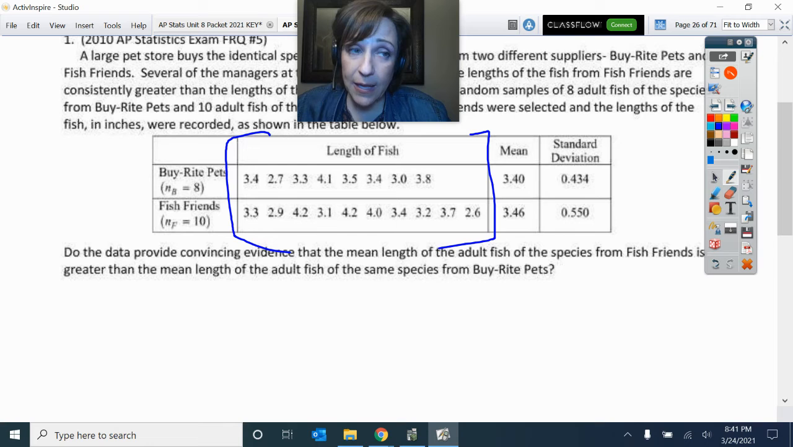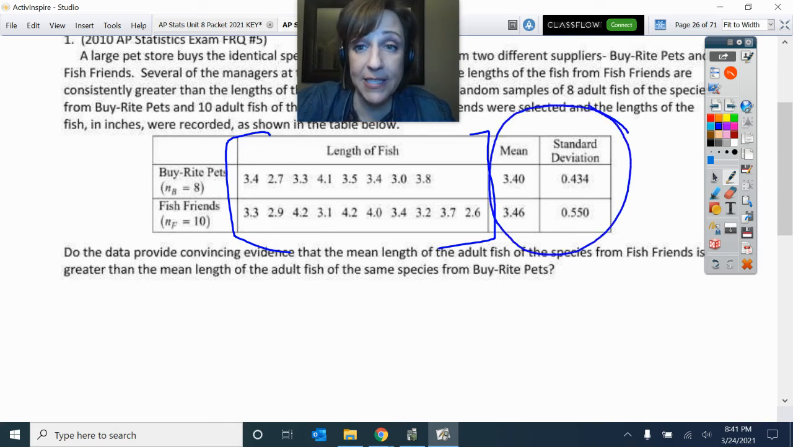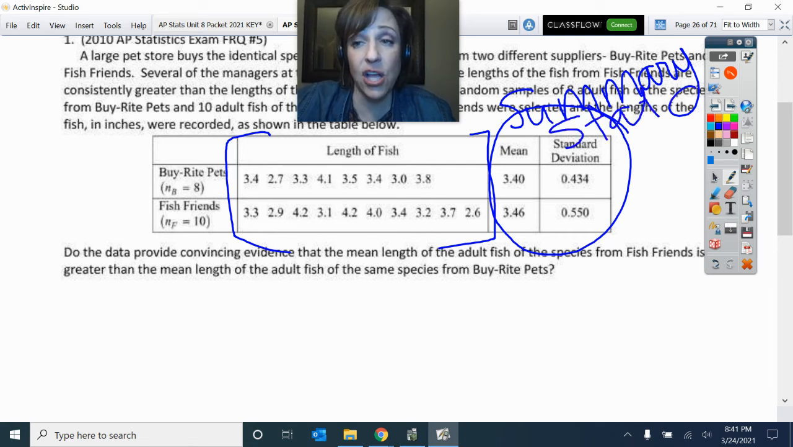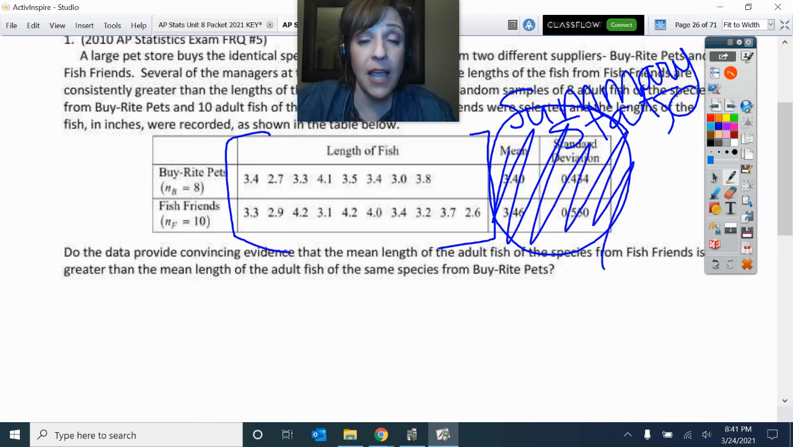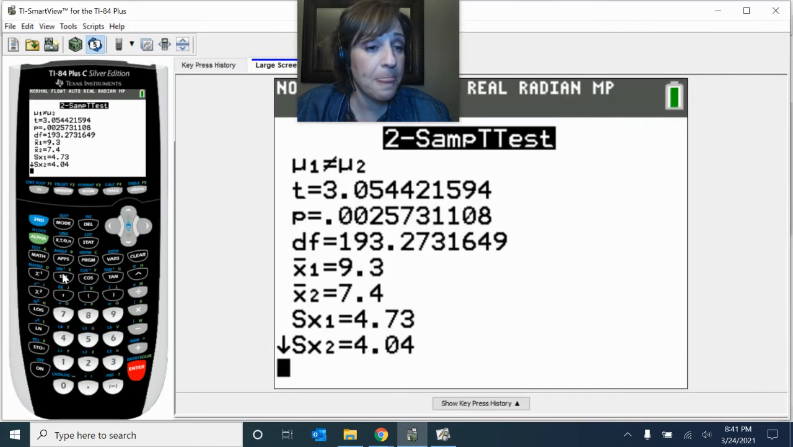Now, this was an actual AP problem, and they did happen to give you the summary statistics as well. But I'm going to ask you to please not use the summary statistics on this problem so that you can have the experience of what to do here. And so I'm going to show you how to do that.